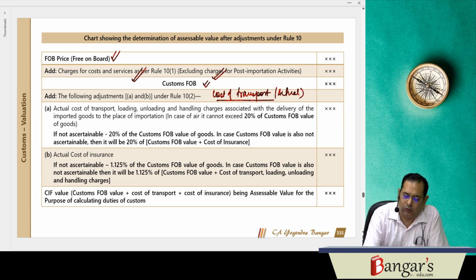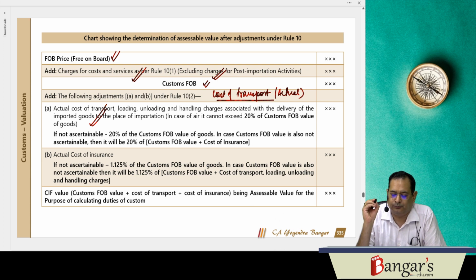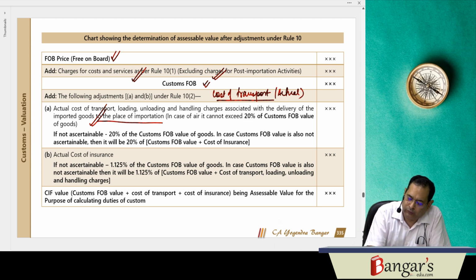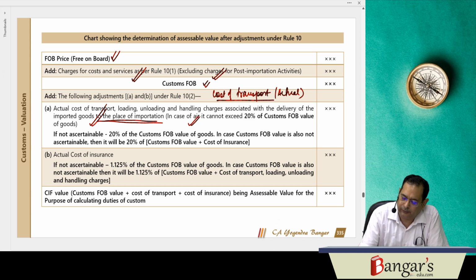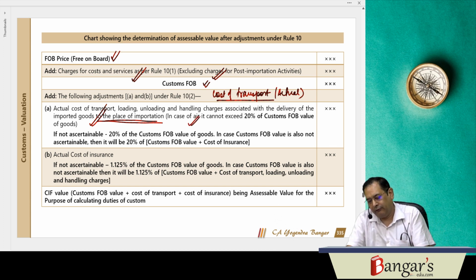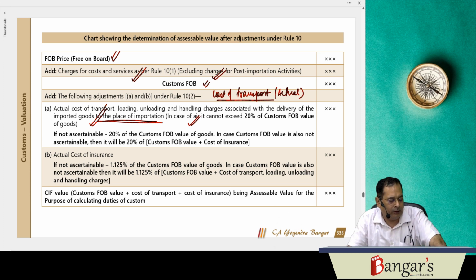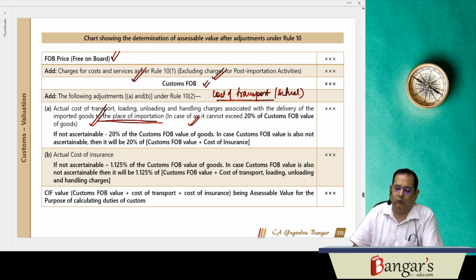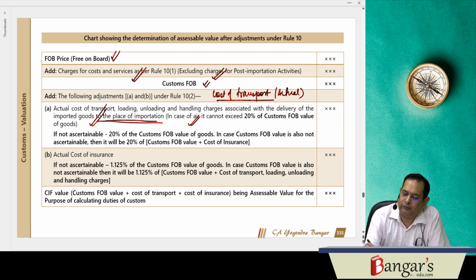That is actual cost of transport, loading, unloading and handling charges associated with the delivery of the imported goods to the place of importation. Now in case of air, if actual charges are ascertainable, it cannot exceed 20% of the customs FOB value. In case of air, when these charges are ascertainable, the same cannot exceed what? 20% of the customs FOB value. If goods are imported by air and the charges exceed 20% of customs FOB value, it will be restricted to 20% of the customs FOB value.